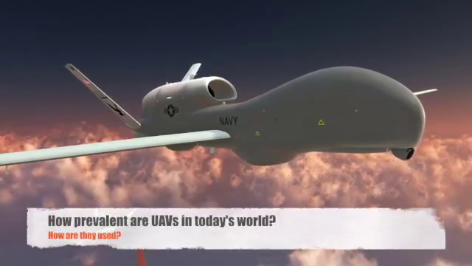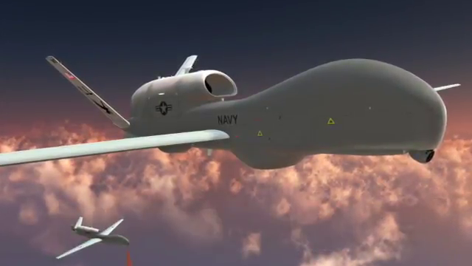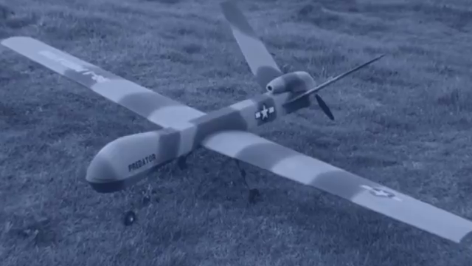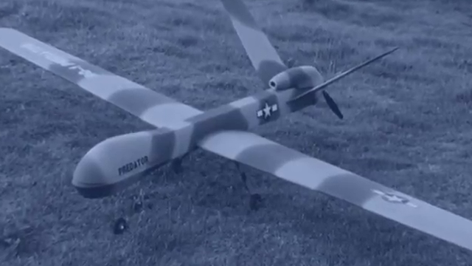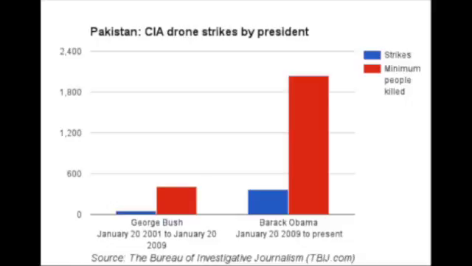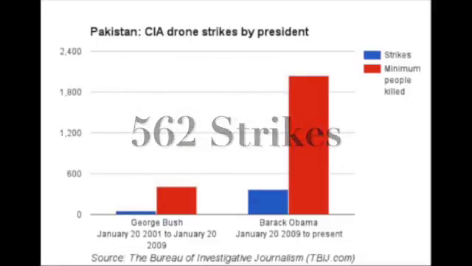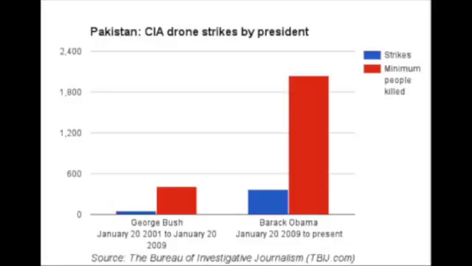Currently, this technology is incredibly prevalent in both the military world and our daily lives. The drones nowadays are more developed and widely used in the military. In fact, the primary use of drones today is still military. The Obama administration ordered 10 times more airstrikes using drones than previous administrations, with a total of 562 strikes in places like Pakistan, Somalia, and Yemen.